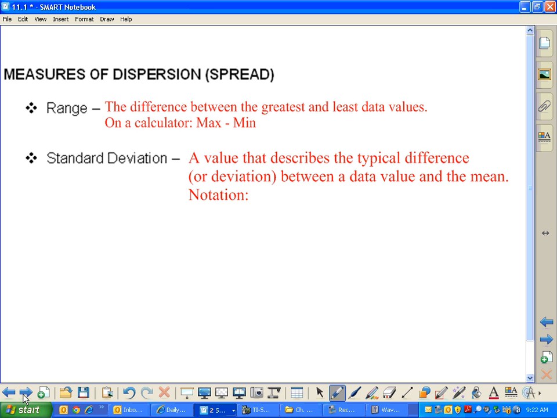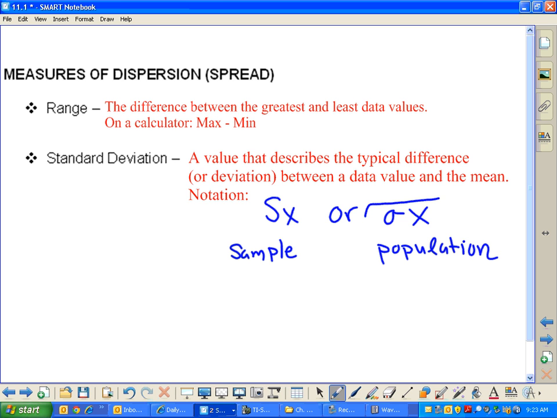Your calculator outputs two types, Sx or sigma x. And you're probably saying, well, which one do I use, Mrs. Lucas? Again, they'll get into it a little bit more next year. For the case here, Sx actually stands for a sample standard deviation, whereas this is little sigma x. This is for data associated with a population of people. Your book uses this one the most.